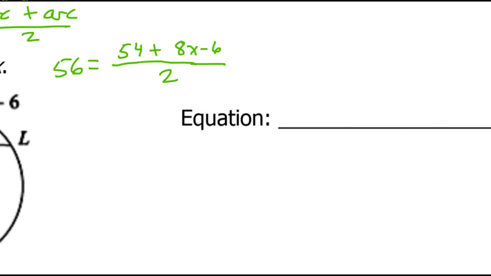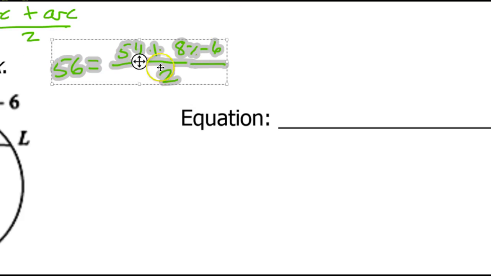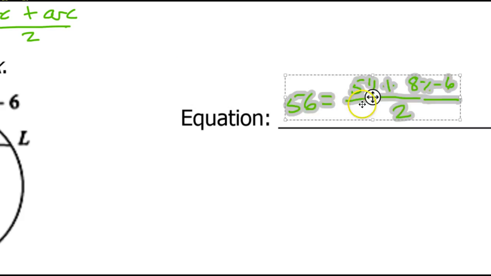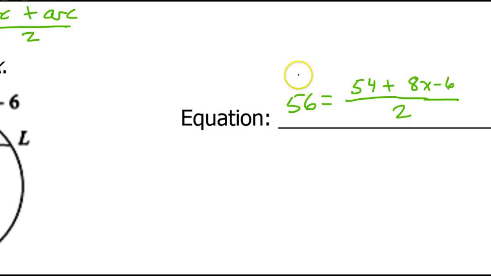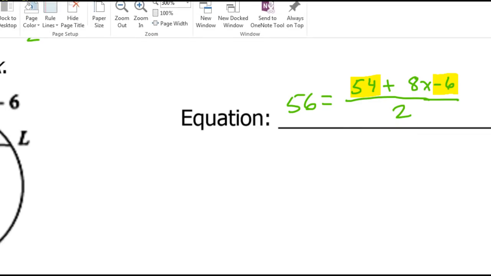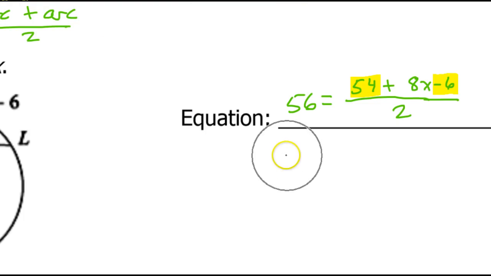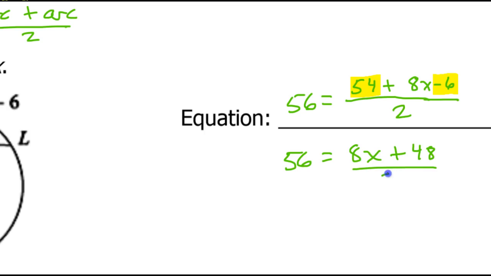It looks like they want me to write this equation over here for some reason, so I'm going to go ahead and do that. That's the equation, and now we just have to solve it. I'm noticing that we have some like terms. Before we do anything else, these are like terms, so that's going to be 48 if I put those together. That gives me 56 is equal to 8x plus 48 divided by 2.